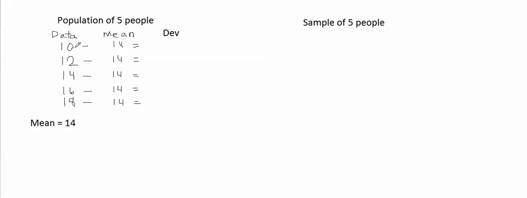So 10 minus 14 is -4. So remember, this -4 is just saying that this person's age is 4 below the mean of 14. 12 minus 14 is -2, because remember, this person is 2 below the mean, so they have a deviation of -2. This is 0, +2, and +4. I've just subtracted each data value by the mean.